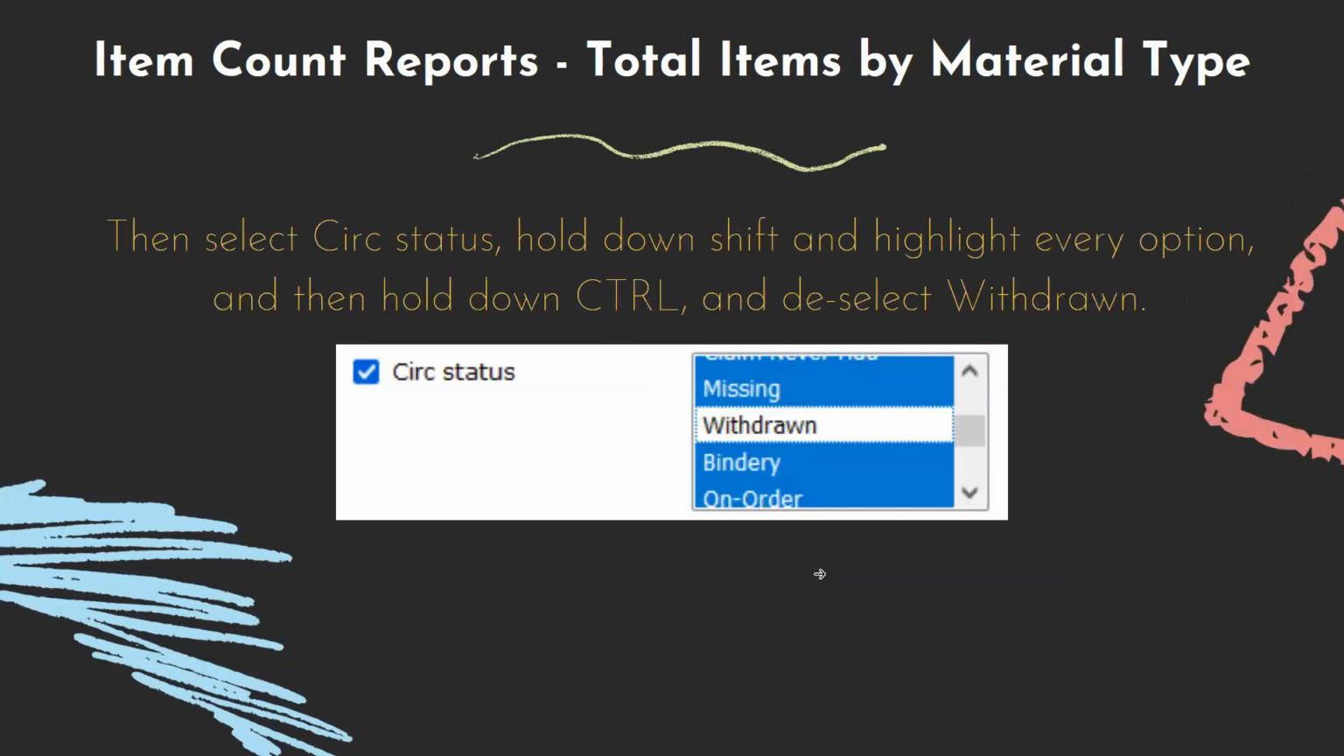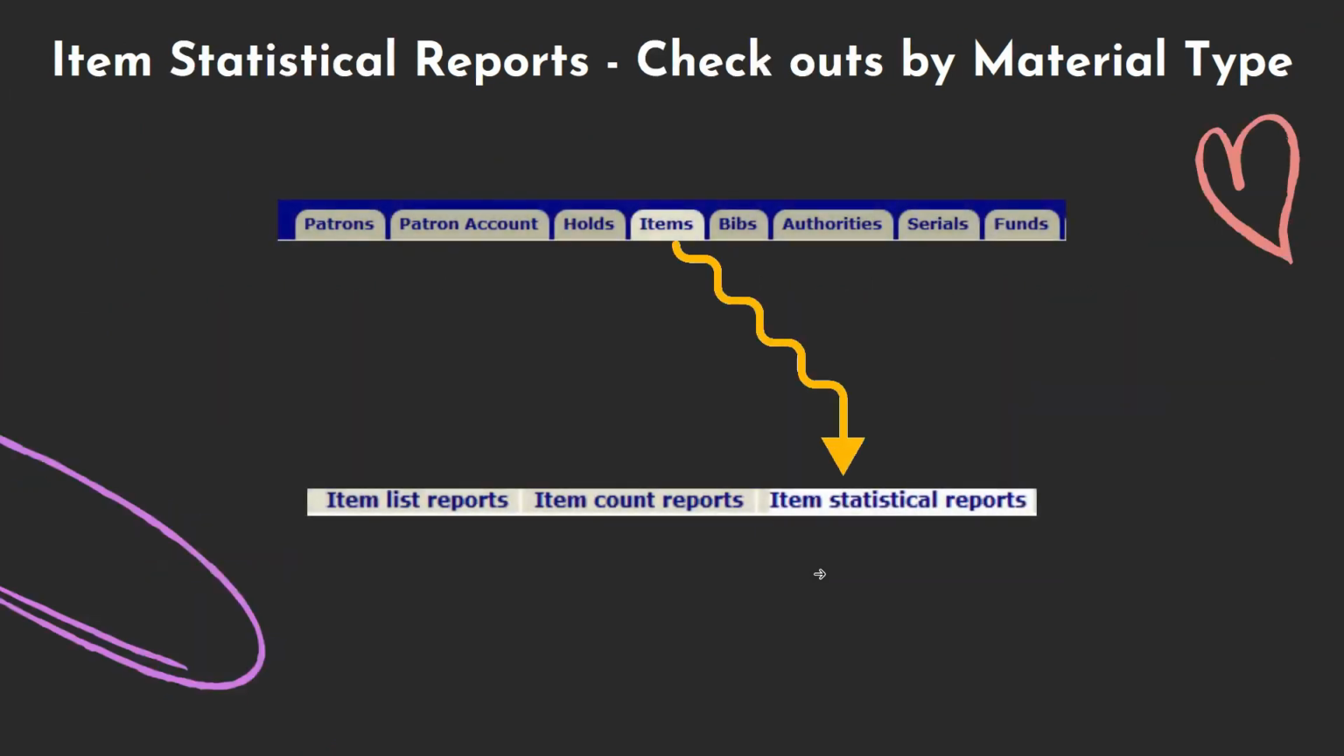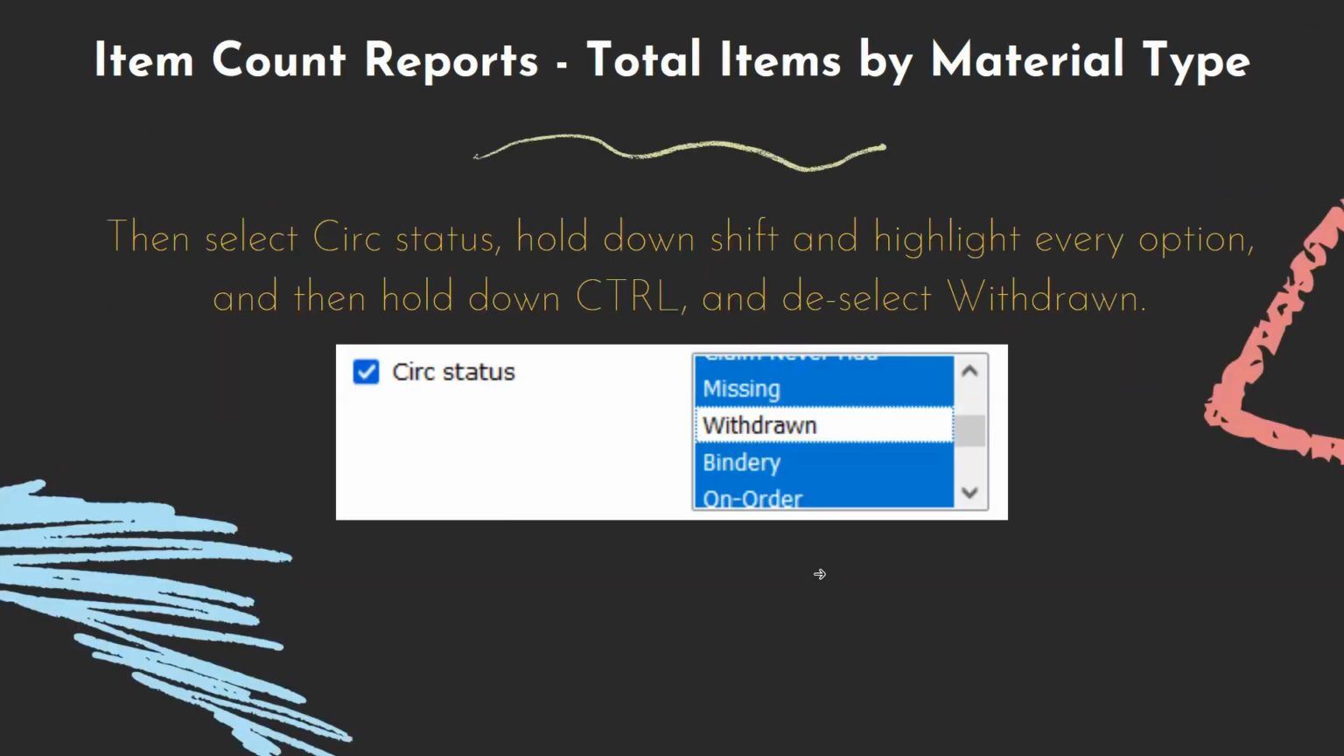And then it is that circ status, highlighting all of them using shift and control to deselect withdrawn, because we don't care about what is going on with withdrawn items at this point. And now you are going to hit submit and you're going to see what your tally is. Get an idea of what you currently hold anyways.